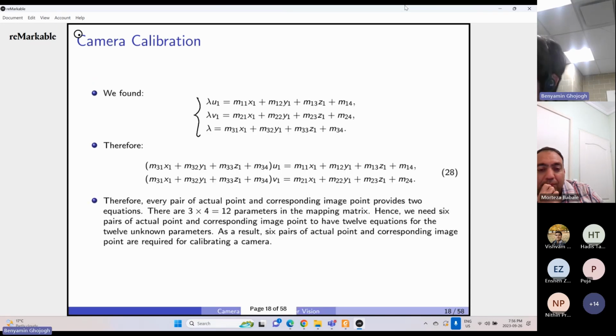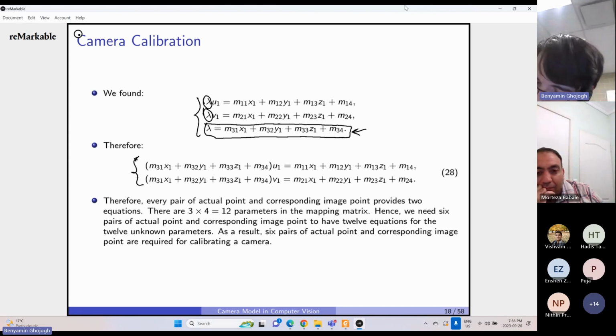I have repeated them here. Now, lambda is this, right? Lambda is found. So we can replace lambdas here with this third equation. Then I will get these two equations. Agreed? So for every pair of actual point, 3D point, and its corresponding pixel, I can get two equations, right?